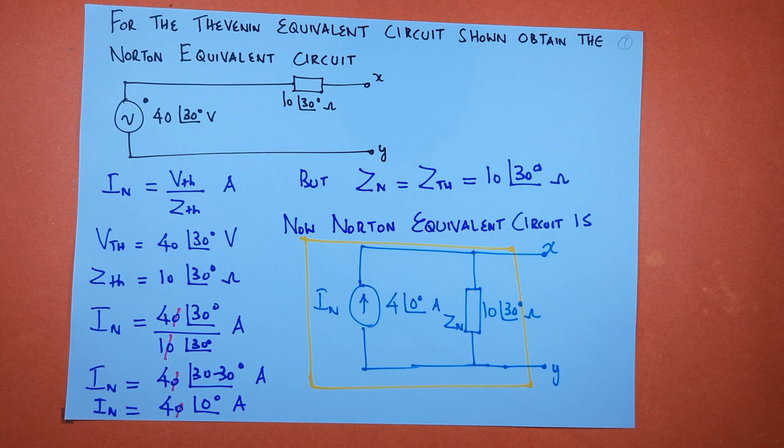But ZN equals Z Thevenin, both are the same. That is nothing but 10 angle 30 degrees. Now the Norton equivalent circuit has IN as 4 angle 0 degrees ampere, and ZN, same as Z Thevenin, 10 angle 30 degrees ohm.